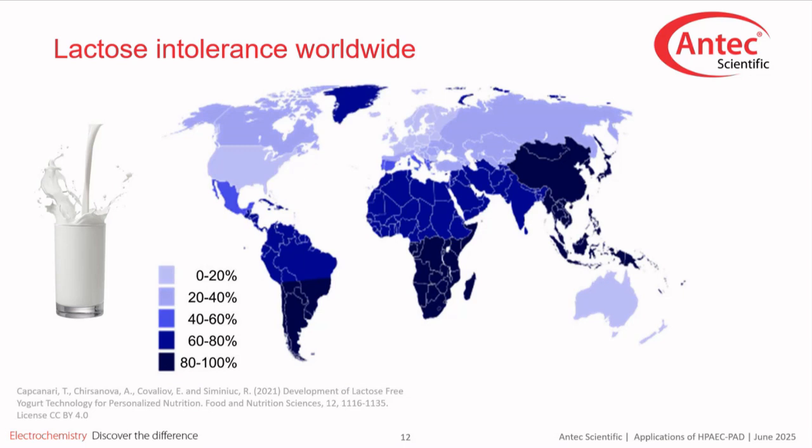Approximately 25% of the European population and between 20 and 40% of the people in the Northern Hemisphere experience lactose intolerance. Given this, essential regulations are in place to determine the lactose concentration in products labeled as lactose-free or low lactose. So let's dive into how we can do that.